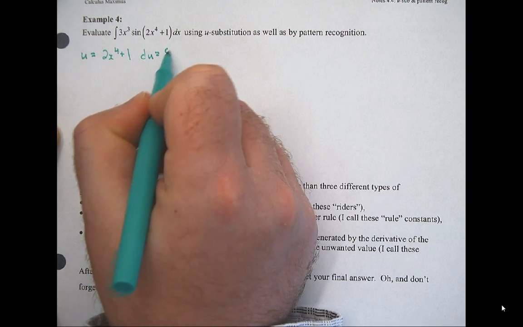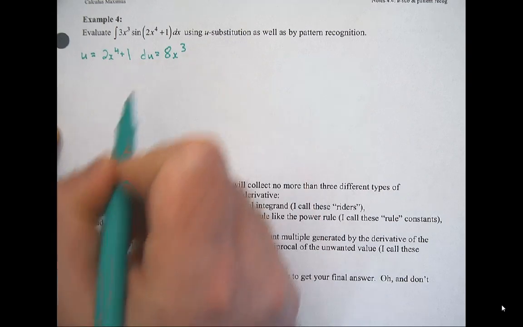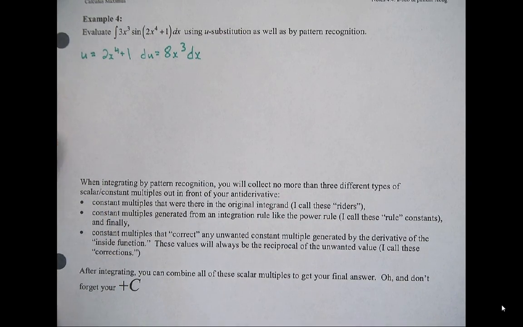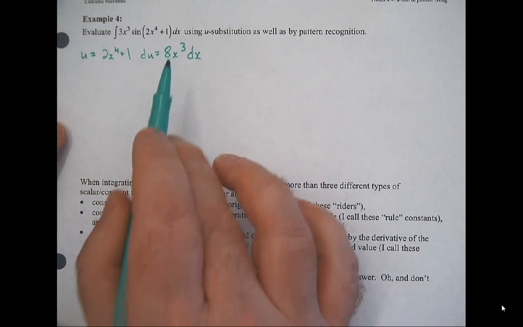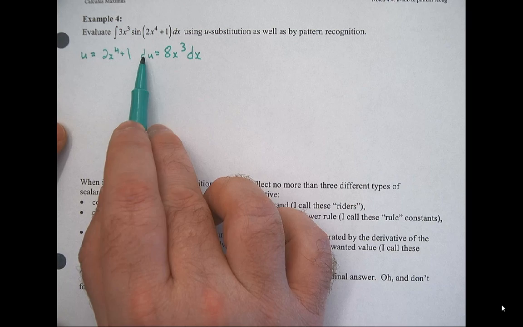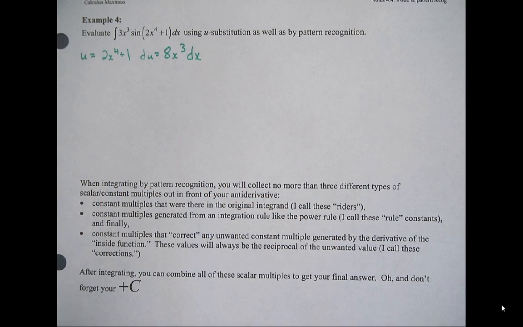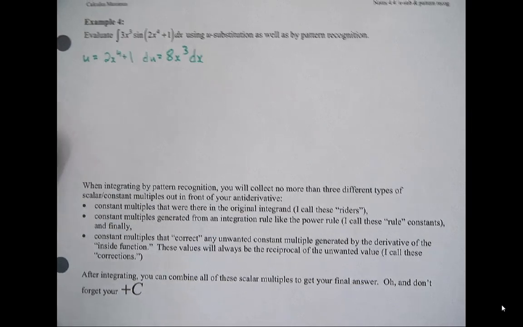du would be the derivative of that. That would be 8x cubed. Don't forget this dx. That's worth a point alone usually. So you can't just write 8x cubed. You've got to have that dx in there because you're not just doing du, you're doing du over dx, but then we bump it to the other side so that we can merge stuff together.